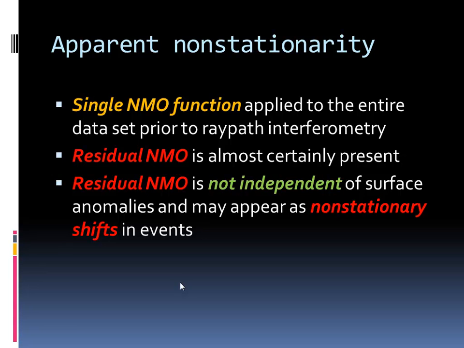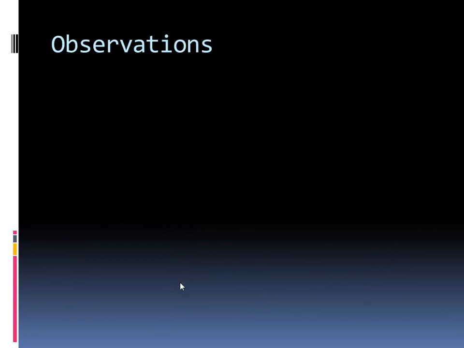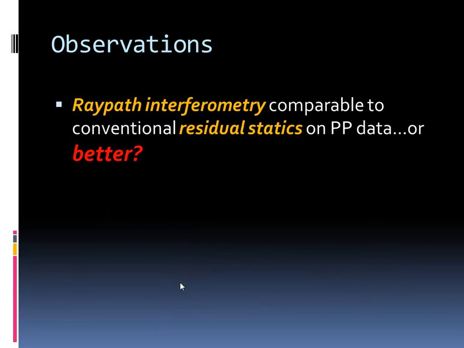Residual move-out, or NMO, is not independent of surface anomalies and may appear as non-stationary shifts. So, since the Raypath interferometry maximizes stack power, statics and residual move-out are corrected simultaneously. Now to the observations.